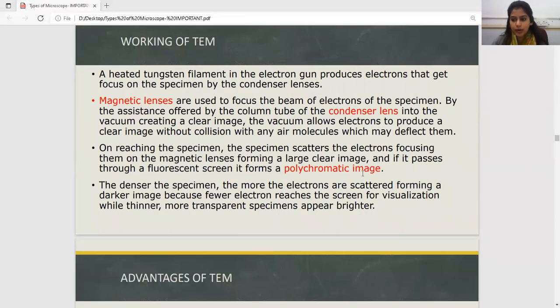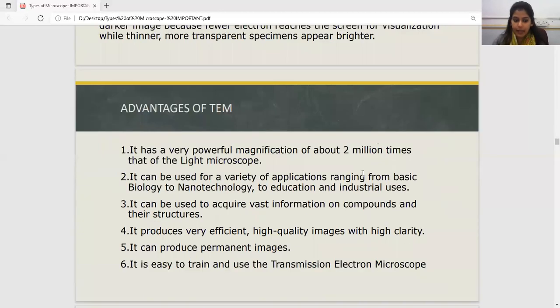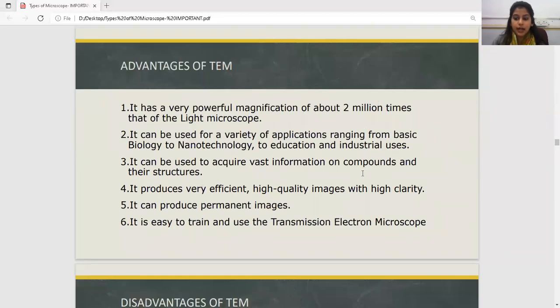And here also, as we saw in the construction, they have their own set of magnetic lenses, which consist of an objective lens and an ocular lens, which finally produce a polychromatic image. When I have to speak about the advantages of TEM, it produces over 2 million times better image when compared to light, of course, and it is used for nanoparticle study. Especially in nanotechnology, it has been highly used. It produces a very efficient, greater detailed magnified image. It is a permanent image, of course, a digital image, and it is very easy to operate.